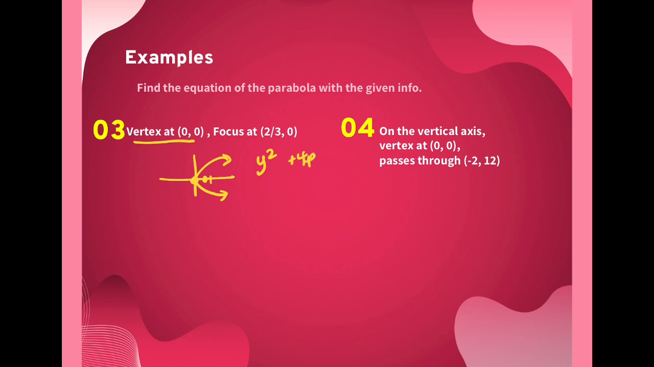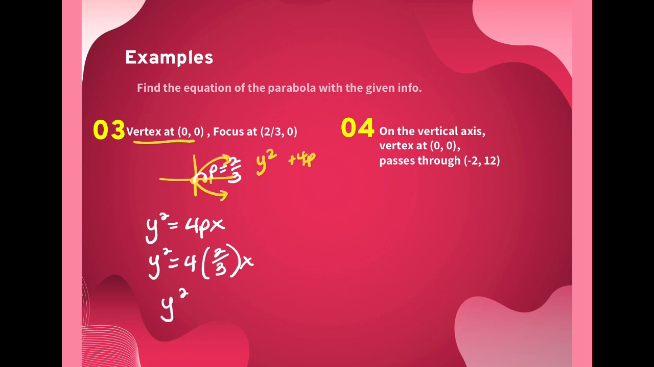P is the distance from the vertex to the focus. So the p here is 2/3. So y squared would equal 4px because it's to the right, and a vertex at 0, 0. Y squared equals 4 times 2/3 times x. This time I can't reduce the 4 times the 2/3, so I just multiply that out. 4/1 times 2/3 would be 8/3.